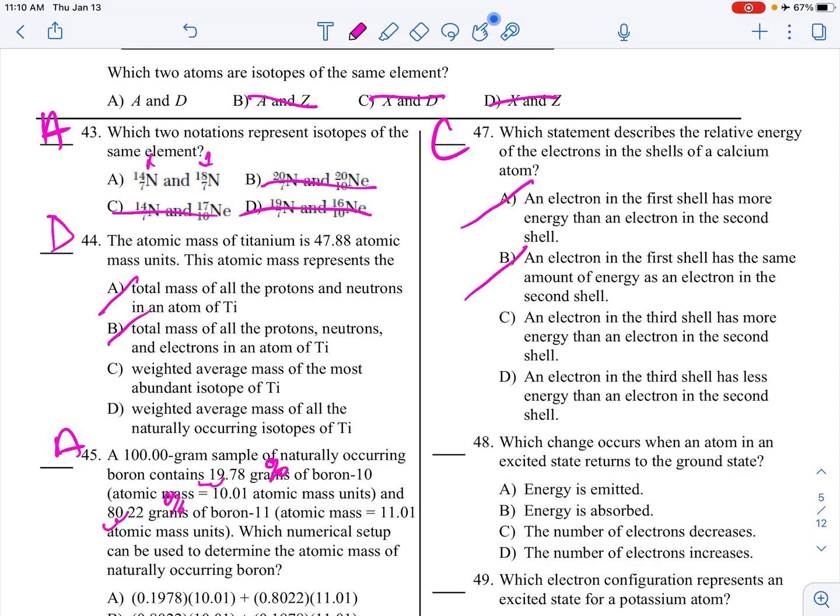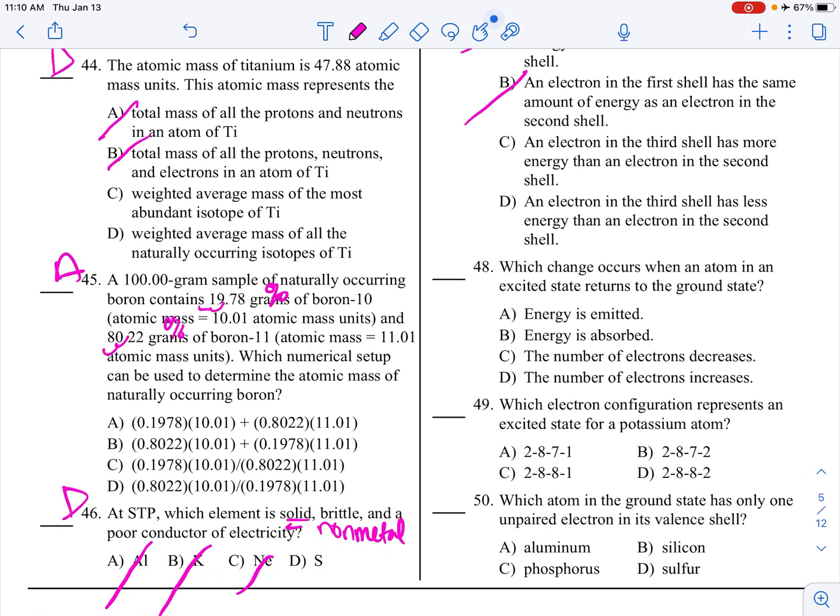Third has less, okay. When you go from excited to ground, well, first of all, to go to the excited state, you need to gain that energy by heating. When you're coming down, you're giving it off. So the extra energy is given off, which they're using a tricky word for, emitted. That just means given off, okay?